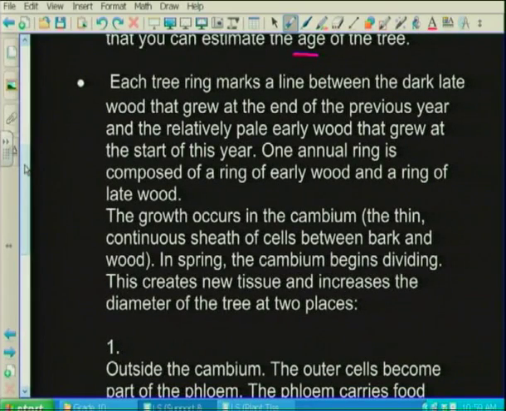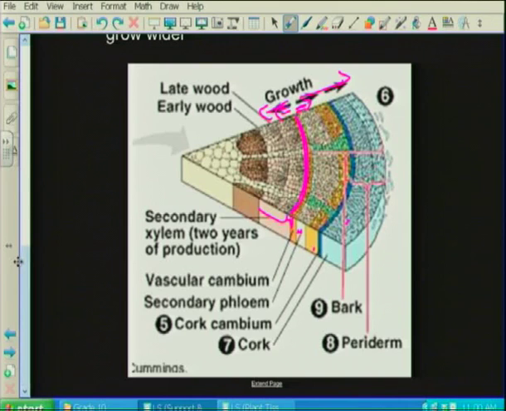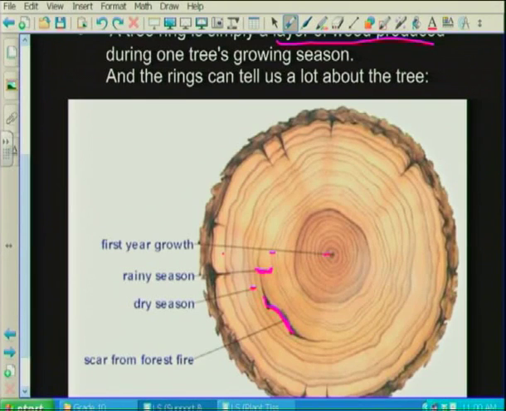Now each tree ring marks a line between the dark late wood and then the early wood. If we just go back to this diagram here, we said that each year it marks the thing between the dark early wood. Here is your early wood, and here is your late wood. You can also see the early wood and the late wood nicely here in this diagram. This is the darker early wood there, and this is the lighter late wood. So this in total is a tree ring. When we talk about a tree ring, it's not just the little dark bit there, it is this complete bit.